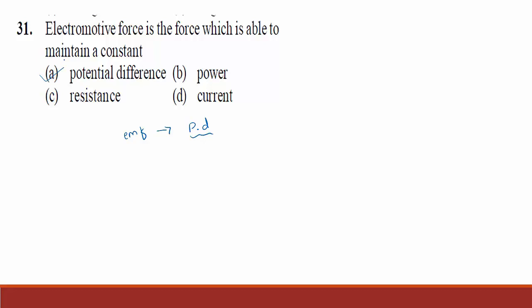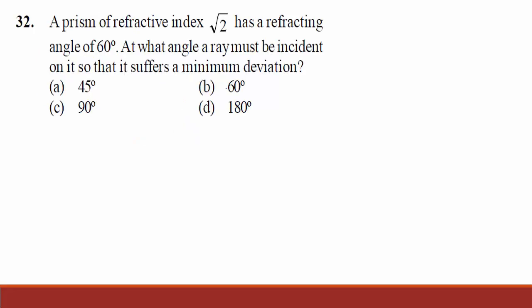Because of this potential difference, an electric field is created so that force is exerted on the charges, or the free electrons in the metal, and these free electrons start to move with a certain drift velocity that produces electric current. But here resistance opposes the flow of electrons, and current means here it is a flow of charges. So the right option is potential difference, option A.